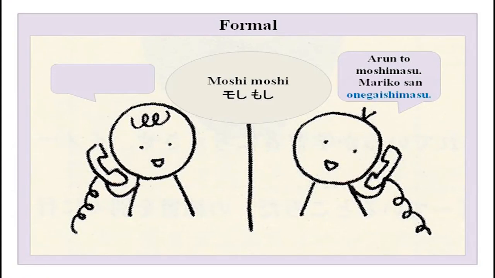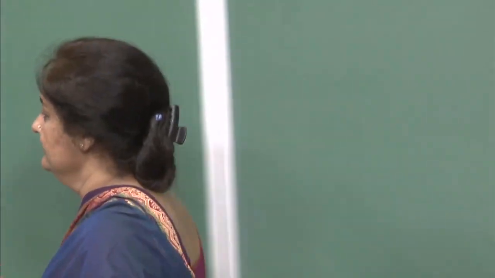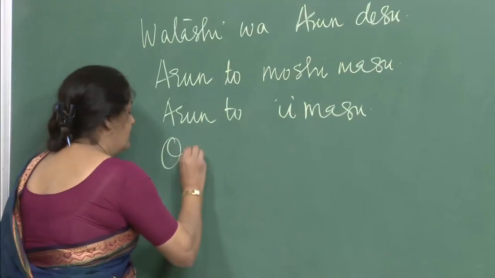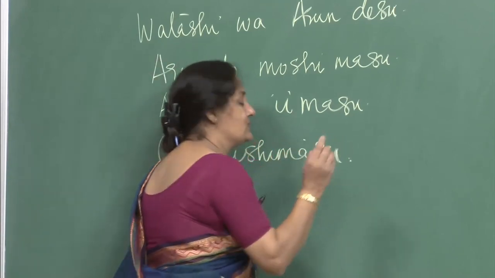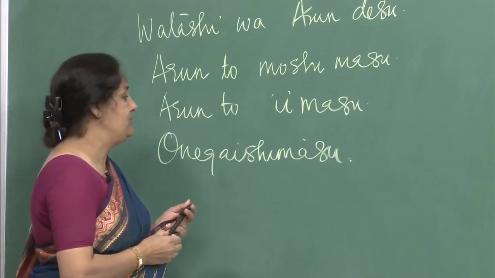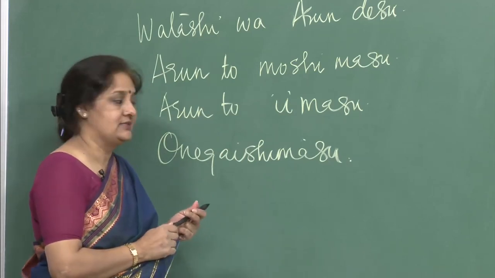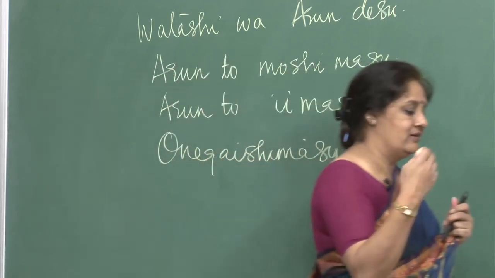And then, if you want to call someone, say maybe your friend, you want to inquire whether the friend you want to know about is in office or in that place or not, what would you say now? Mariko-san onegai shimasu. So now, onegai shimasu. Onegai shimasu is actually a request. It means please do as the verb says. It is a request. You make a request to the listener to do as the verb is saying. Onegai shimasu.